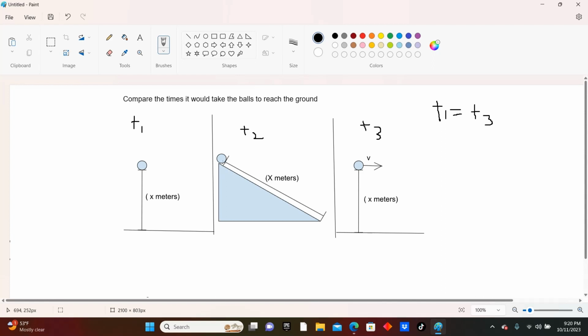So on an inclined plane, the acceleration component has to be broken into its x and y components. And on an inclined plane, the x component is the component that goes along the direction of the ramp, so this direction. And the y component is the value perpendicular to the ramp, so something like that. So I'll illustrate it.